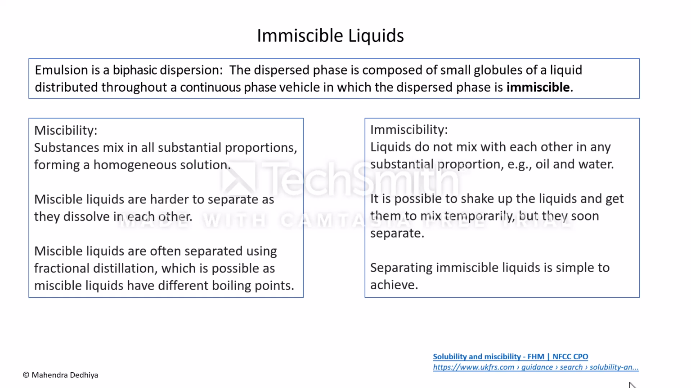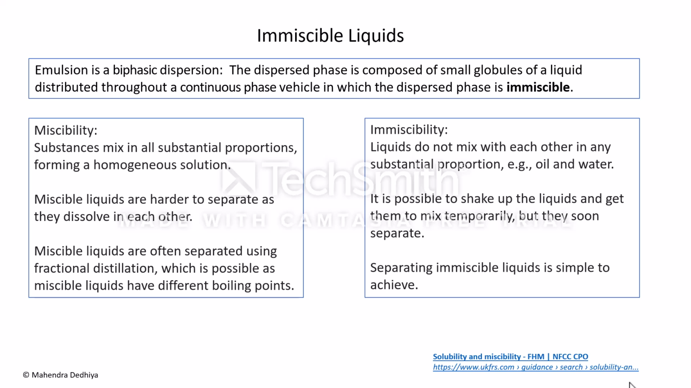Substances that mix in all proportions, forming homogeneous solutions, are miscible. Miscible liquids are harder to separate as they dissolve in each other. And in order to separate, we use the fractional distillation method if possible, where different boiling points exist.